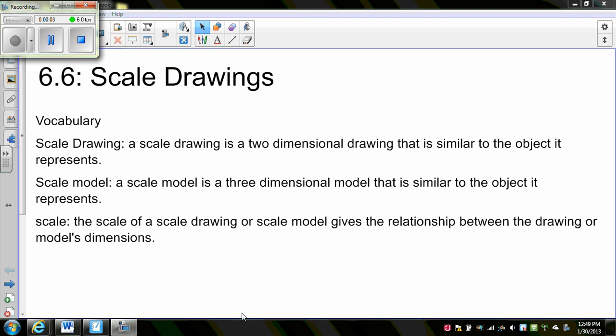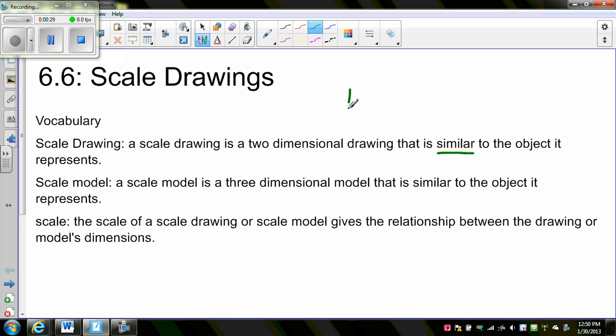This lesson is on 6.6, which is called scale drawings. So first let's go through some vocabulary that might be important for us to know. Scale drawing. A scale drawing is a two-dimensional drawing that is similar to the object it represents. Keyword here, similar, just like you learned in the last previous section. Similar shapes are the same ratio.